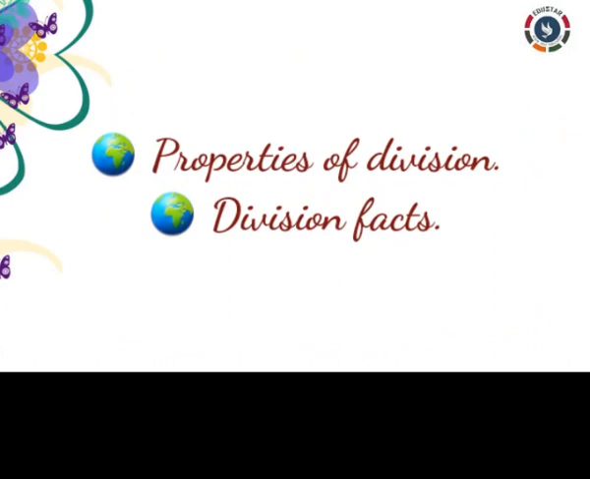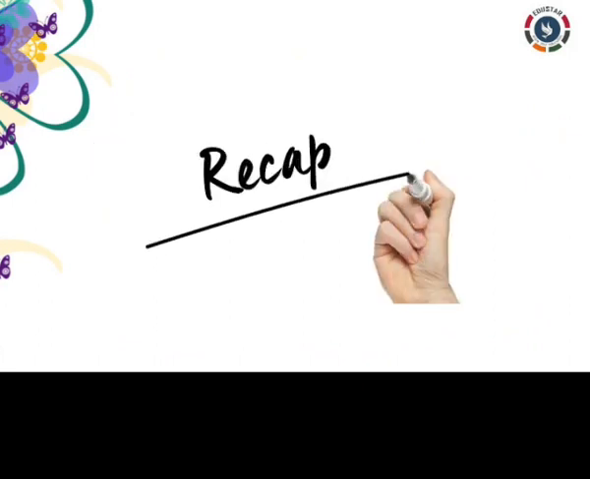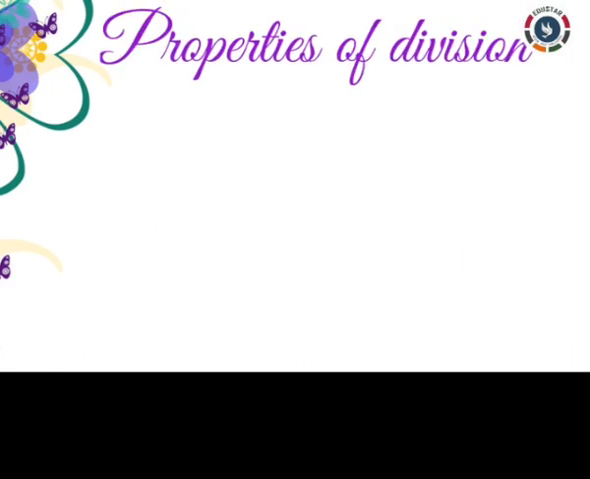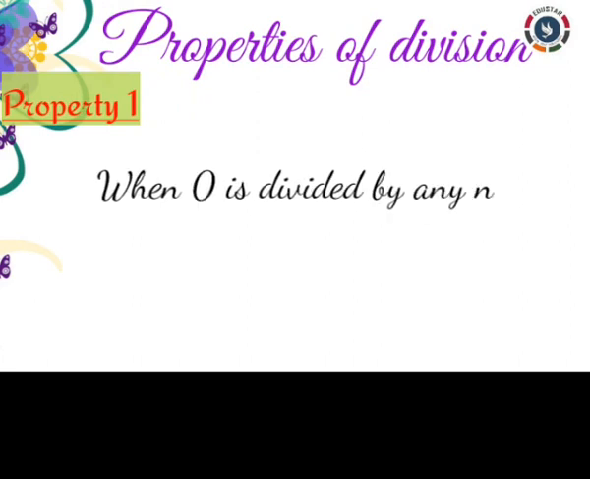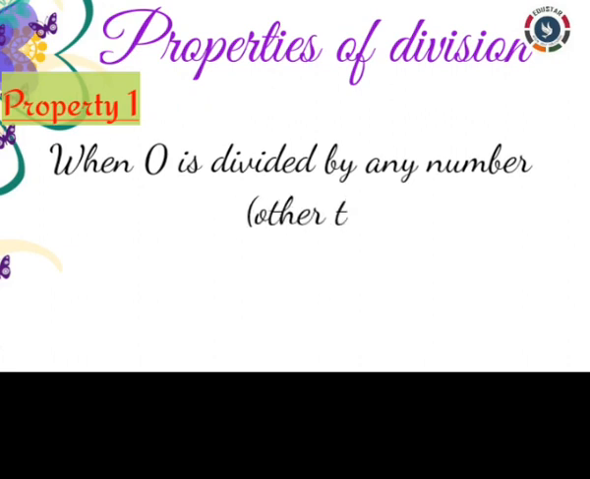In the previous session, we learnt about the properties of division and division facts. Let's recall once. First, the properties of division. Property number 1. When 0 is divided by any number, then the quotient is 0.